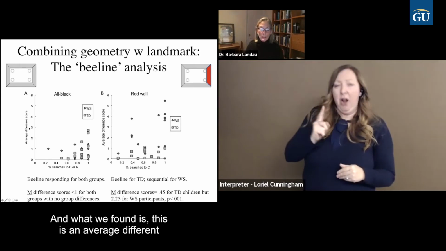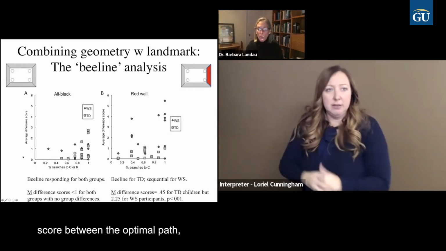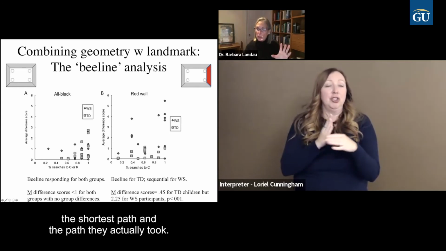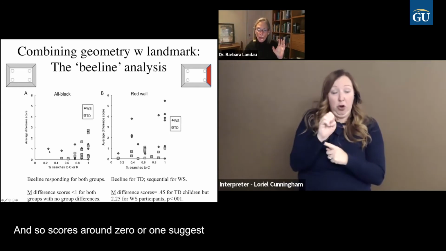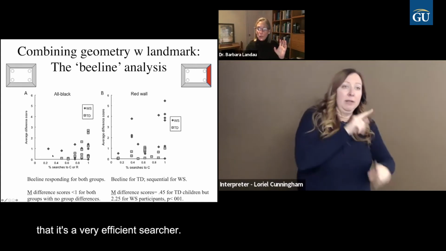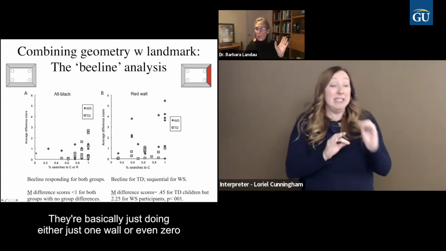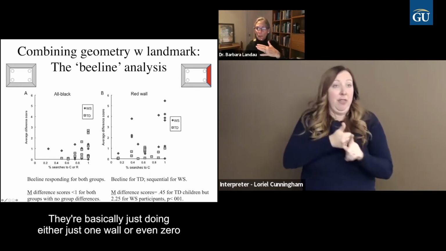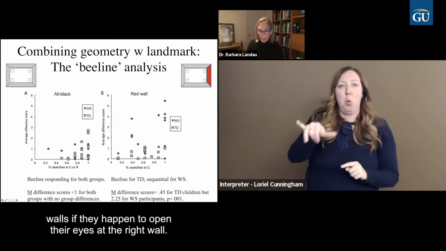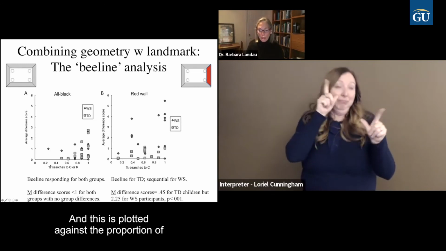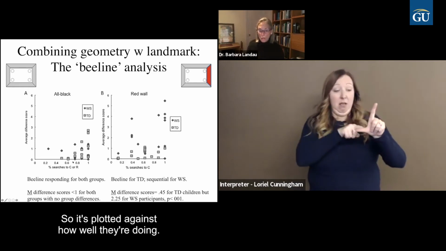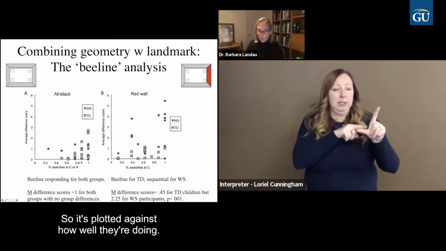What we found is this is an average difference score between the optimal path, the shortest path, and the path they actually took. Scores around 0 or 1 suggest a very efficient searcher. They're basically doing just one wall, or even 0 walls if they happen to open their eyes at the right wall. And this is plotted against the proportion of searches to the correct corner or the rotational equivalent, so against how well they're doing.